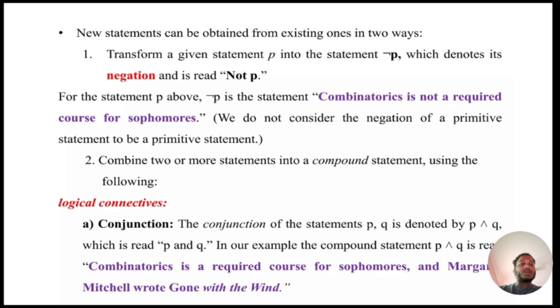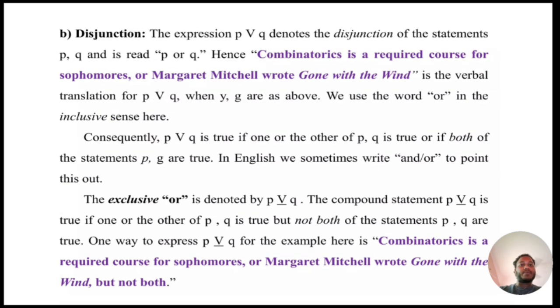Combining two or more statements gives compound statements using the following logical connectives. Conjunction. The conjunction of the statements P and Q is denoted by P ∧ Q, which is read as P and Q. In our examples, the compound statement P and Q is: Combinatorics is a required course for sophomores and Margaret Mitchell wrote Gone with the Wind.